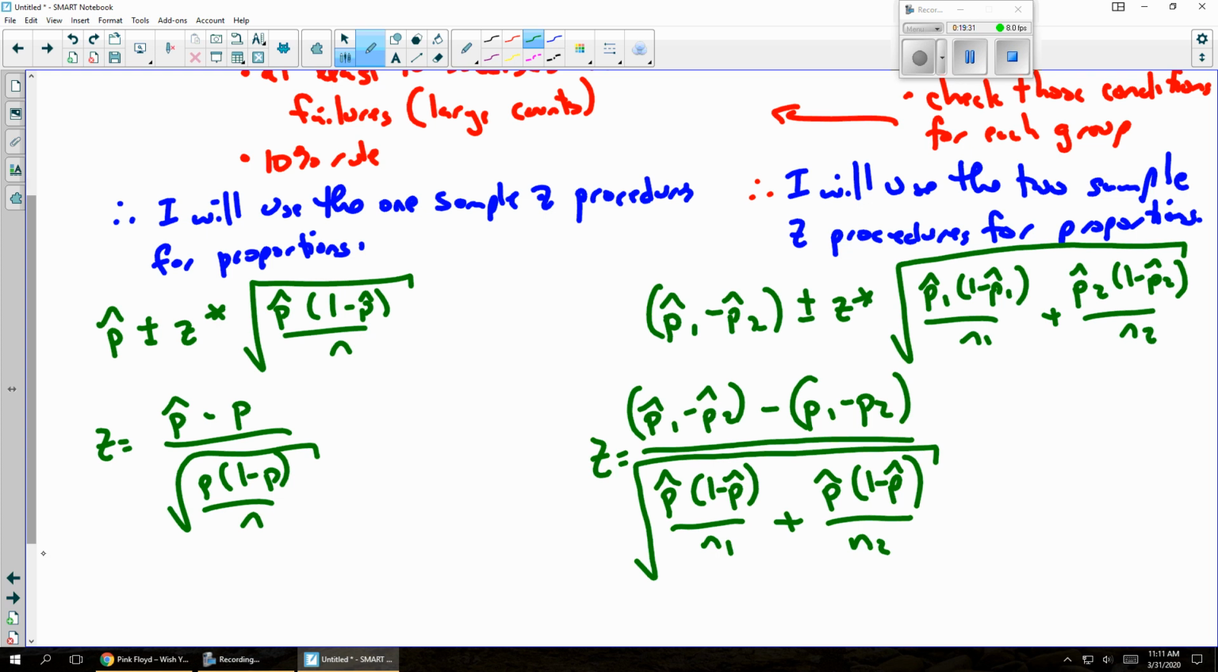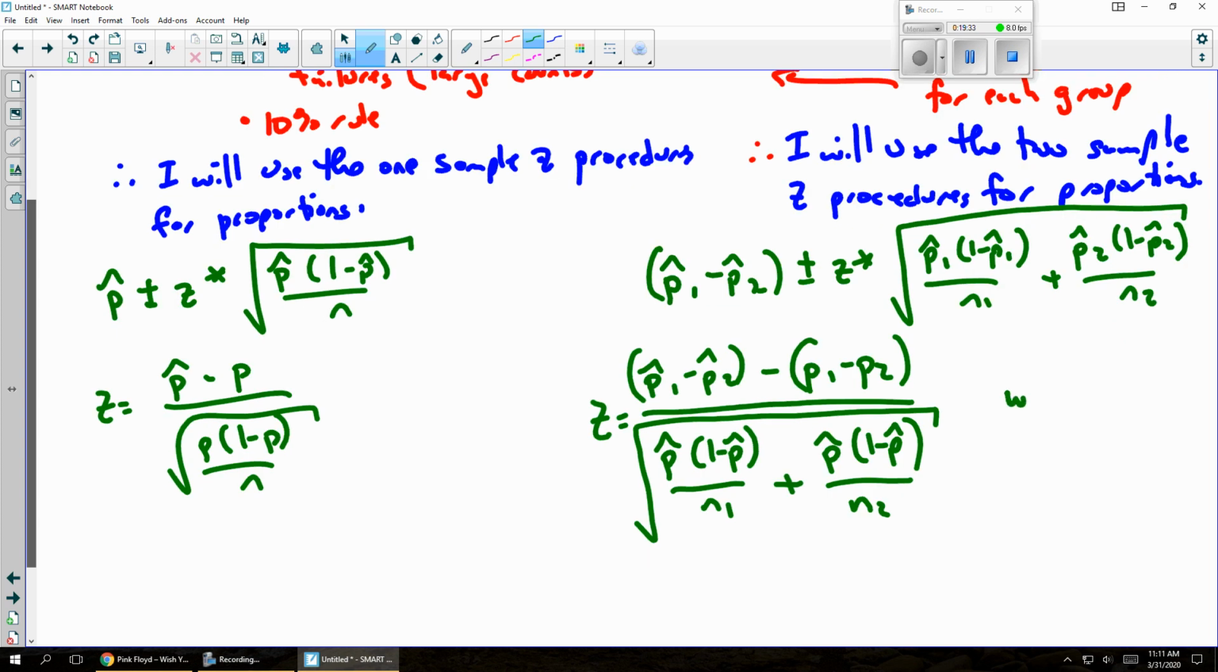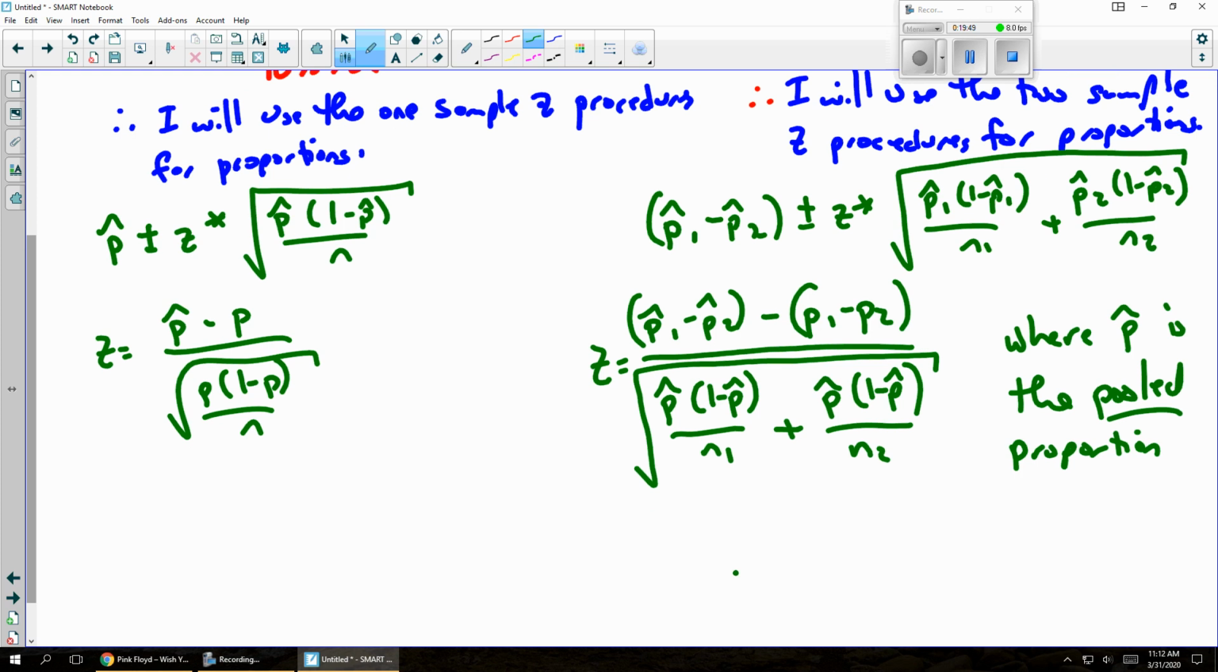And this is where p hat is the pooled proportion. And so the way you find p hat is something like this. P hat equals the number of successes in each group added up over the number of attempts in each group added up. I realize that's not normally how you add fractions, but really I'm not adding fractions, I'm combining proportions. And so that's what goes on here.